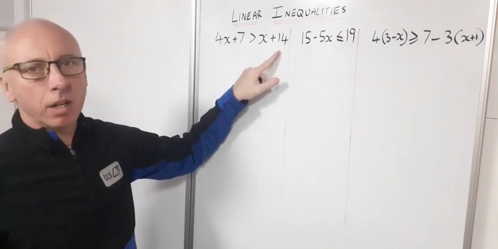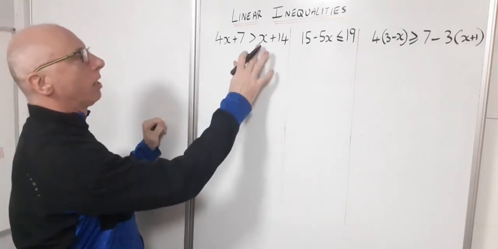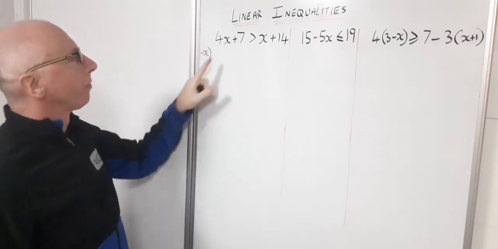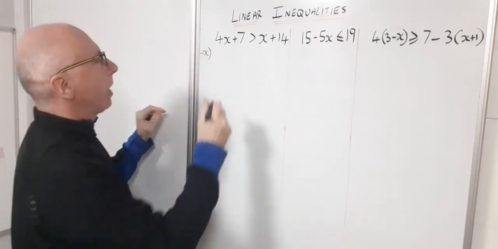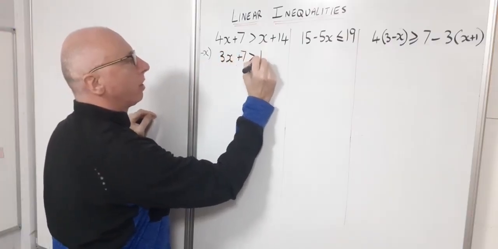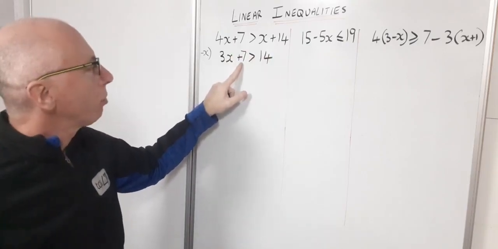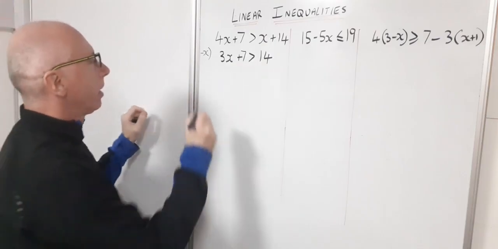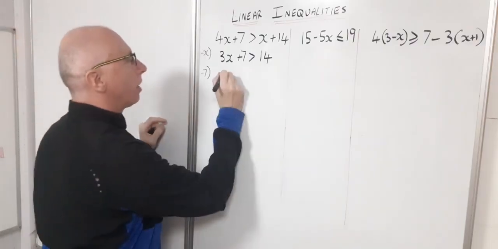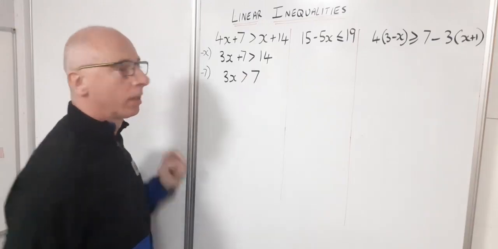Now you can treat this like you would an equation, as if it was just equals there. So let's subtract x from both sides. Minus the x, we end up with 3x plus 7 is greater than 14. And then we can do the same with this constant. We can subtract 7 and get it over to this side. So minus 7 is what I'm going to do here. So now I've got 3x is greater than 14 minus 7, which is just 7.